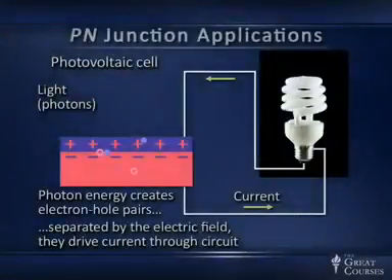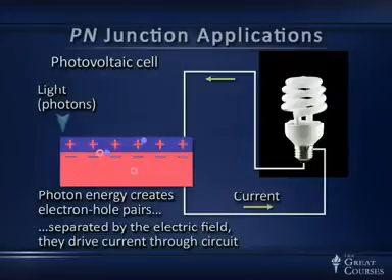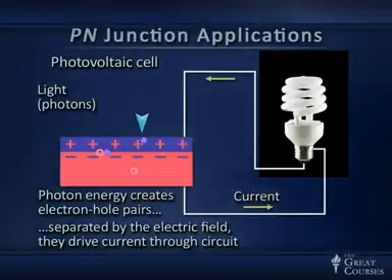And I want to look just briefly at two devices that use that p-n junction. Here's one example. Here's a photovoltaic cell. A photovoltaic cell is a p-n junction with a very thin n-type layer at the top, so thin that it's basically transparent and light can get through it.